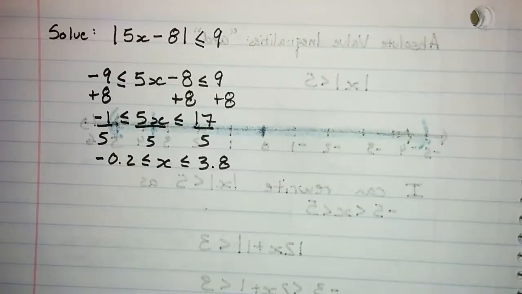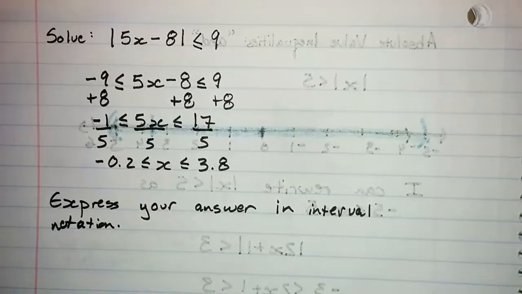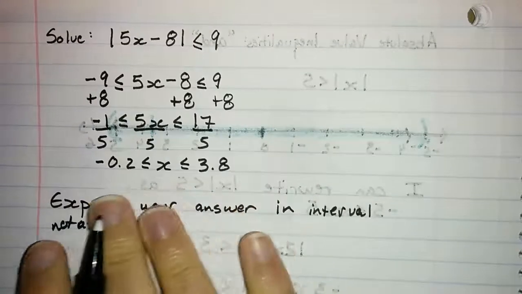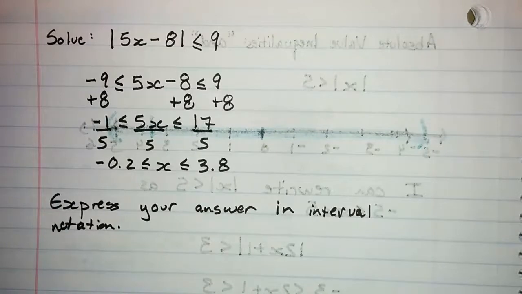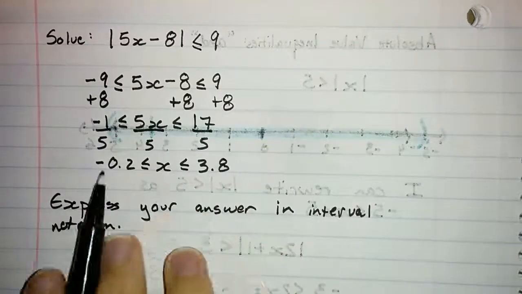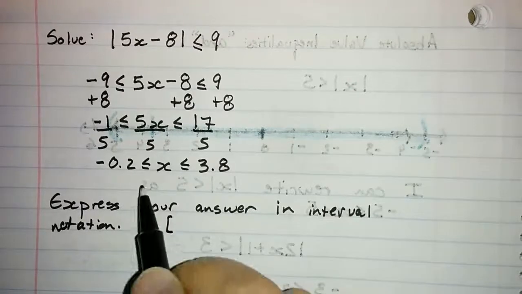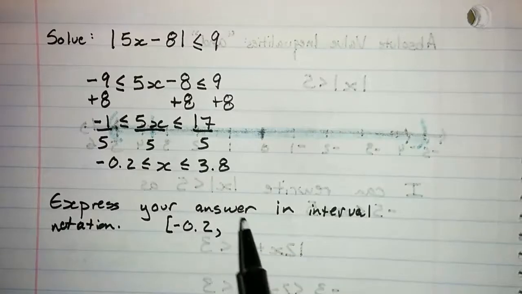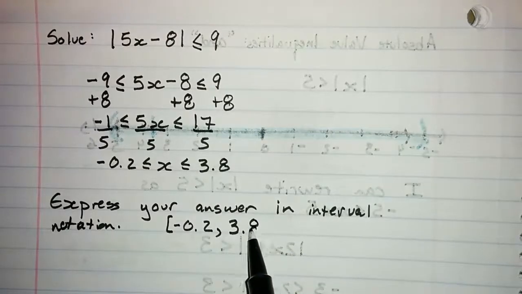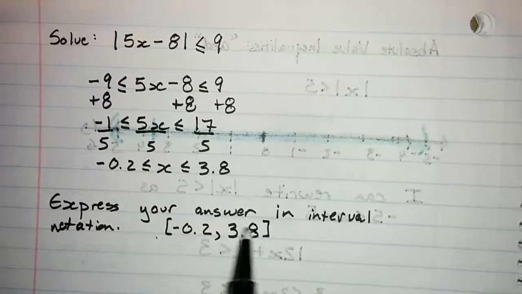Now, maybe we want to express your answer in interval notation. What would that look like? Pause the video and try that now. Well, if we'd like, we can sketch this on the number line to see what our interval notation will look like. Go ahead and do that if you'd like, but just looking at this inequality, I see the smallest possible value of x is negative 0.2. The largest possible value of x is 3.8, and they're both included because these are both less than or equal to signs.